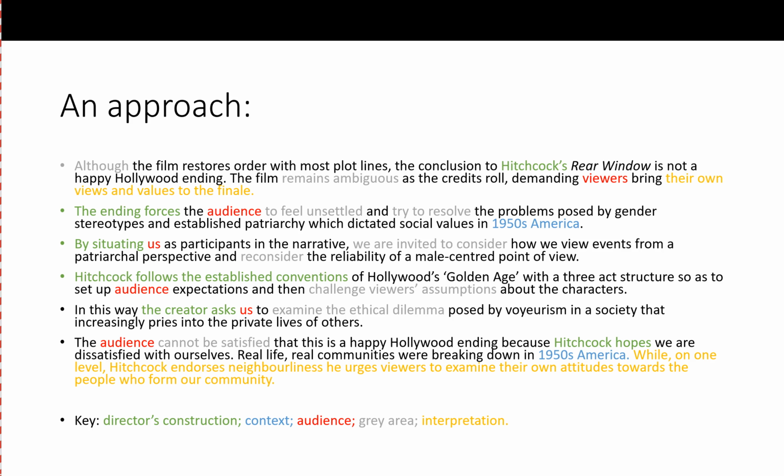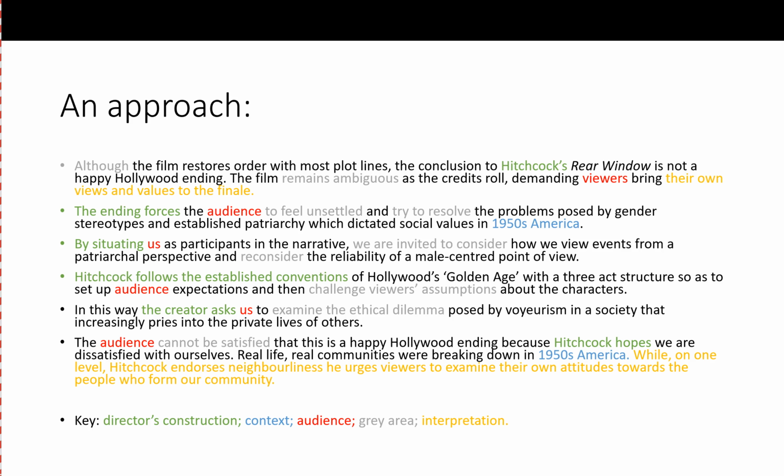Hitchcock follows the established conventions of Hollywood self-managed with a three-act structure so as to set up the audience's expectations and then challenge the viewer's assumptions about the characters and what they represent. In this way, the creator asks us to examine the ethical dilemma posed by voyeurs in a society that increasingly prizes and prioritises others. I don't know if that's relevant. I'm not sure. The audience cannot be satisfied, and this is the conclusion, that this is a happy Hollywood ending because Hitchcock hopes we are dissatisfied with ourselves.